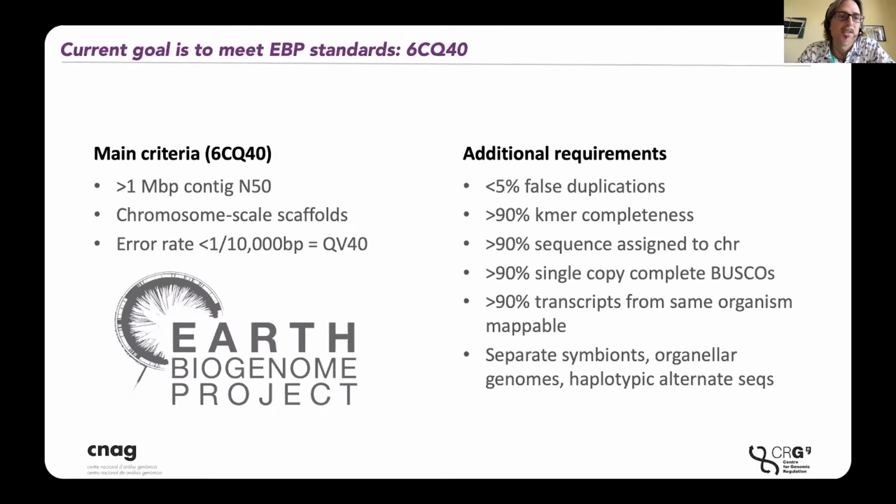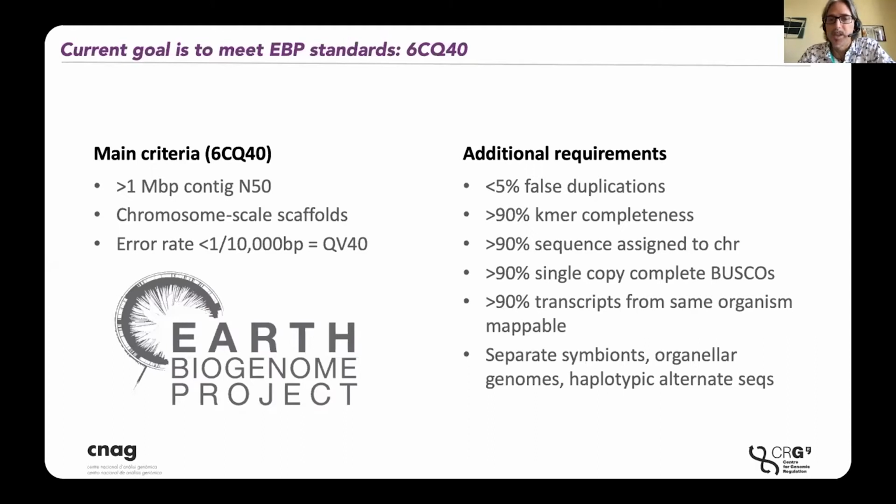Not necessarily complete, but 1 megabase contig N50, chromosome scale scaffolds, low error rate, at least QV40, which is 1 error in 10,000 bases, and some additional requirements to have few duplications, high completeness measured by either k-mers or by transcripts or by BUSCOs, and have a large proportion of the sequence assigned to chromosomes. And ideally separating out any contaminants. If there are symbionts, the organelle genomes nicely separated and annotated.